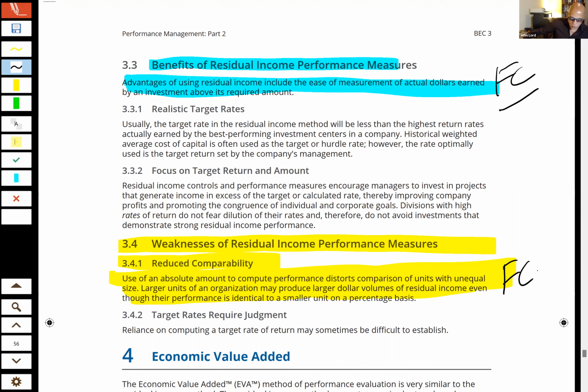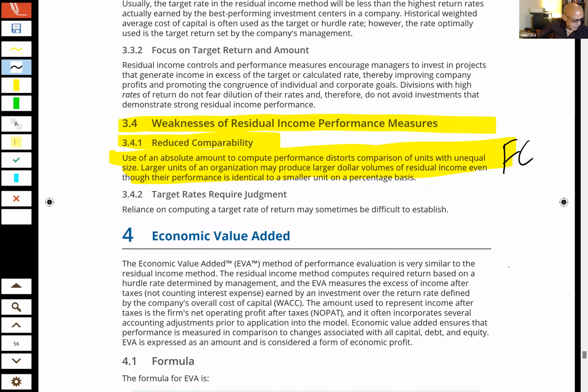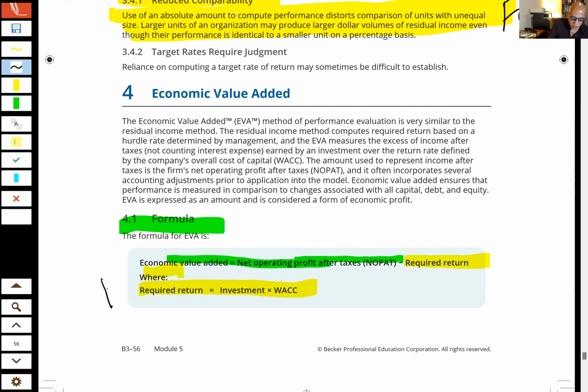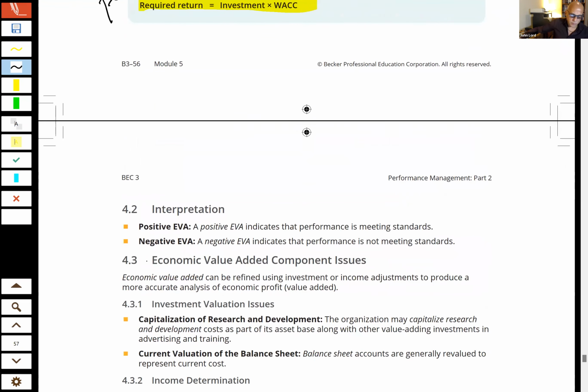Okay, good. Now, another one is economic value added. Let's take a look at economic value added, which takes our net operating profit after taxes, and we're calling that NOPAT. And then we get the required return, where the required return is whatever the investment is times the weighted average cost of capital. So flashcard that, but let's take a look at the interpretation, and flashcard that too.